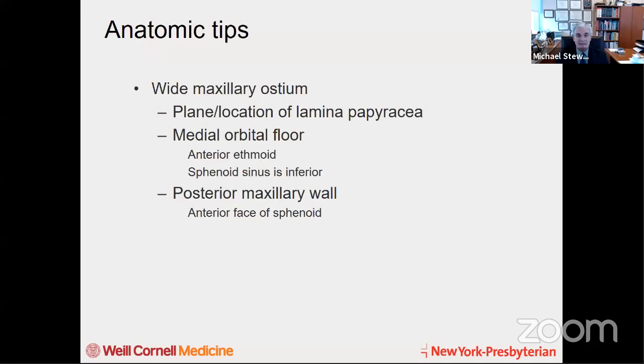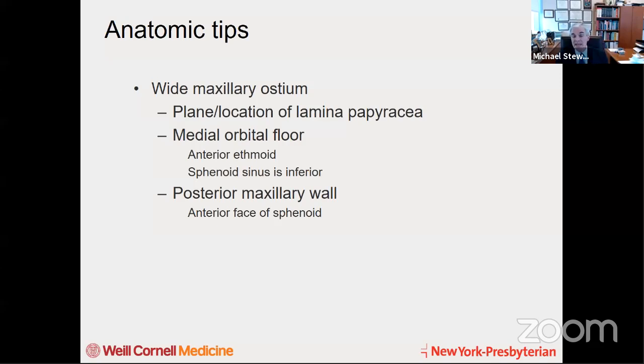So these are some anatomic tips. In revision surgery, a wide maxillary ostium is very important. Even if the primary problem is not in the maxillary sinus, opening the maxillary ostium widely is helpful because it helps you locate several other anatomic landmarks. Most importantly, it shows you the plane or location, the sagittal plane of the lamina propria. If you open the maxillary ostium well, then going in a vertical sagittal plane, that's the level of the lamina propria, and you should not go lateral to that when you're operating inside the ethmoid.